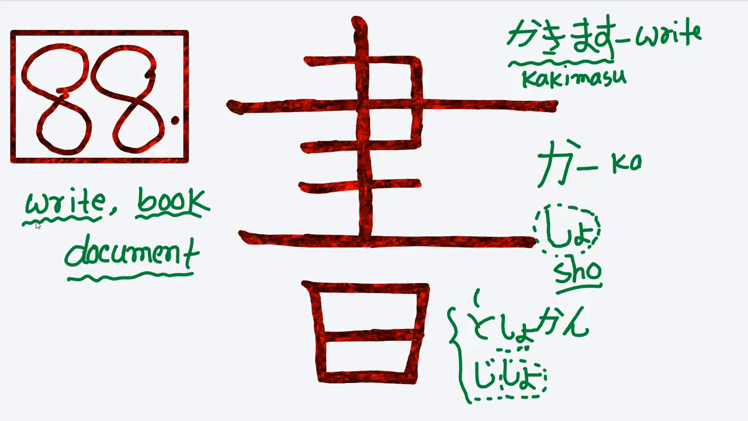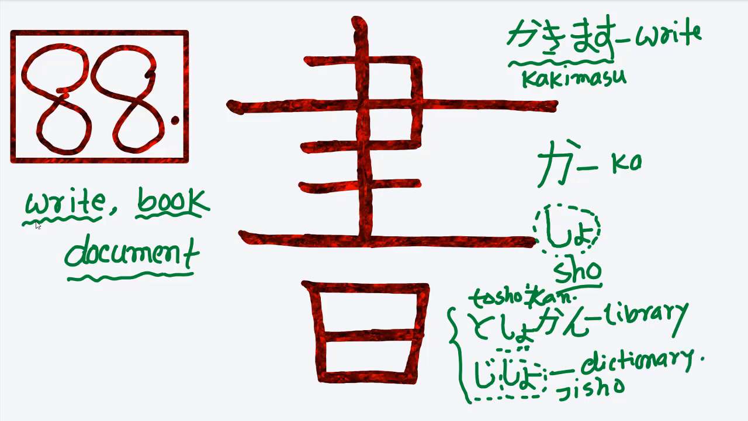Toshokan. Here is jisho. Jisho means dictionary. Toshokan means library. This is called dictionary. This is called library. So both are used. Sho is the sound for sho, and ka is for the meaning of write.